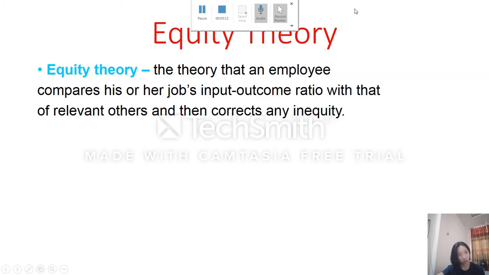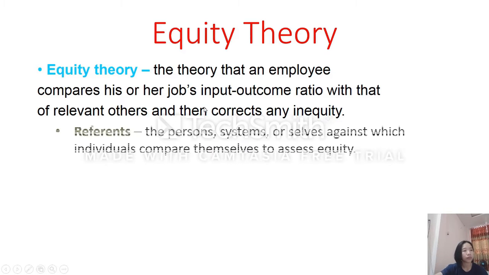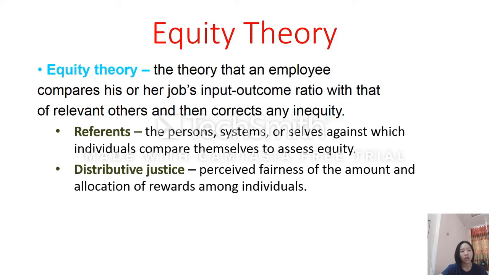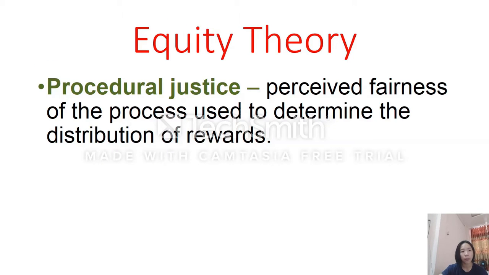And next we have the equity theory. Equity theory is the theory that an employee compares his or her job input-outcome ratio with that of relevant others and then corrects an inequity. Referent is the person, system, or self against which individuals compare themselves to assess equity. Distributive justice is the perceived fairness of the amount and allocation of rewards among individuals.